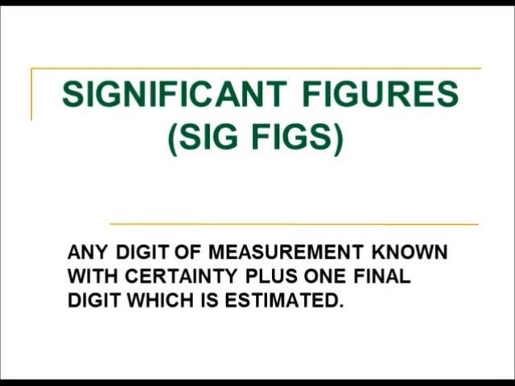Significant figures, also known as sig figs, are basically any digit that we're going to use for measurement with certainty plus one final digit which is then estimated. And we're going to get into that more later in the next couple of slides, but just keep that in mind.